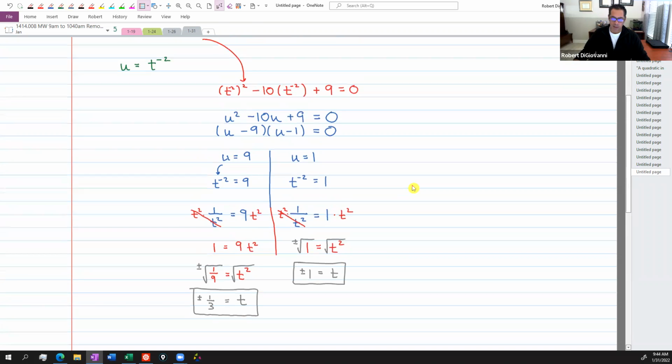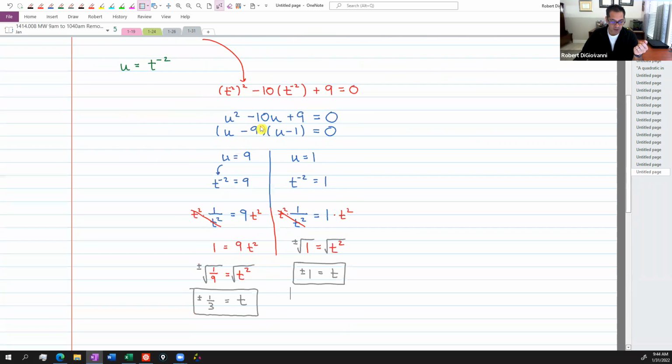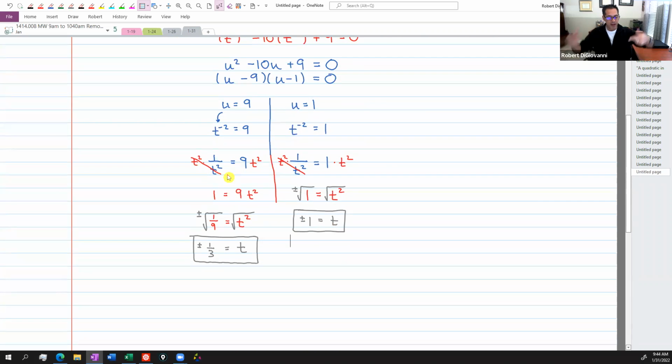So that was a weird problem, right? You've got to see that t to the -2 squared is t to the -4. Then you've got to rewrite it as quadratic, solve it, and then this weird thing where you drop the t down and then multiply both sides, clear the fractions. So there's quite a bit going on there.